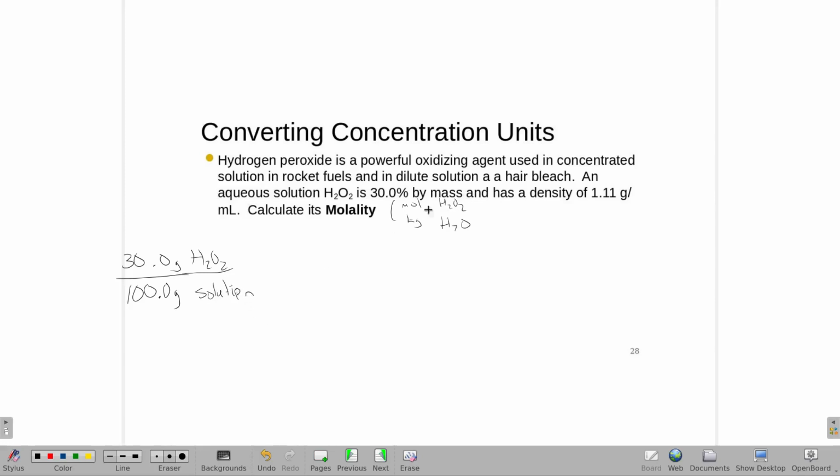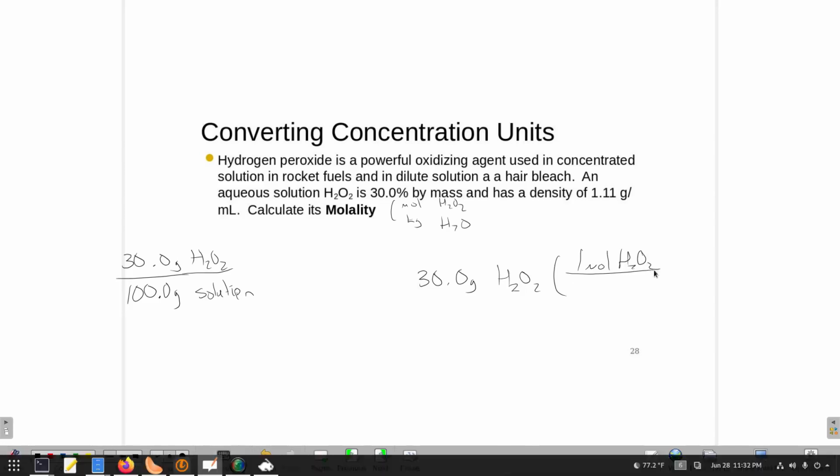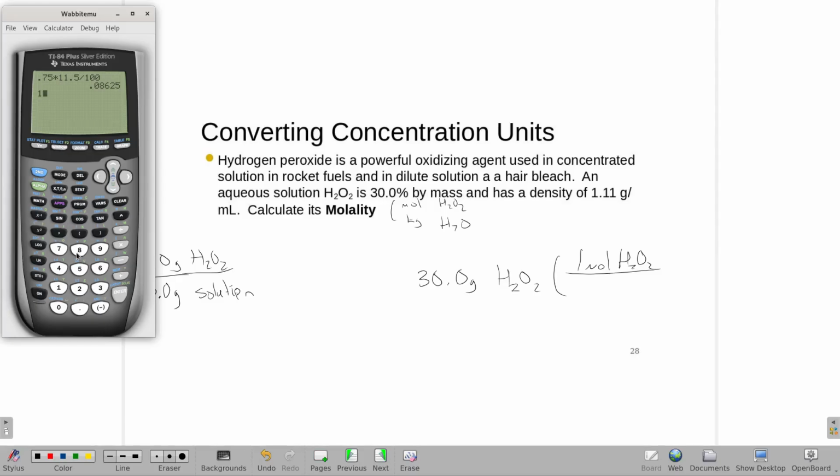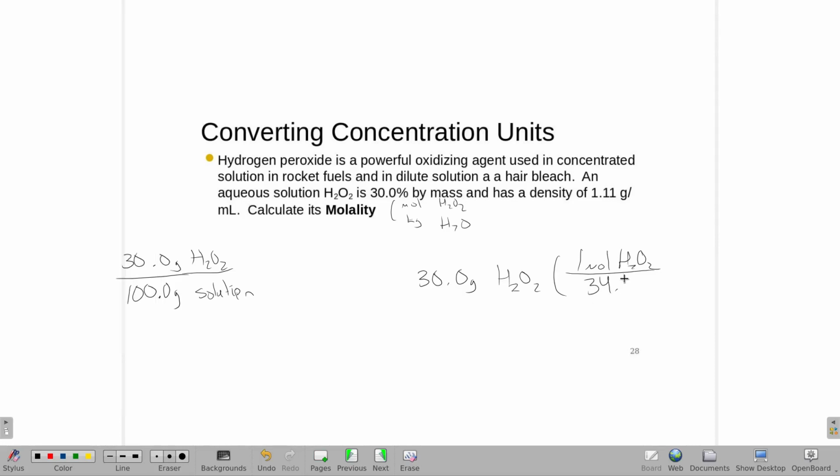Alright, well, getting this up here, the molality, I'm going to take that 30 grams we just said was here, and we're going to turn that into moles. Let's see. 18.016 plus 16, another oxygen, 34.02. That would give us our moles of hydrogen peroxide.